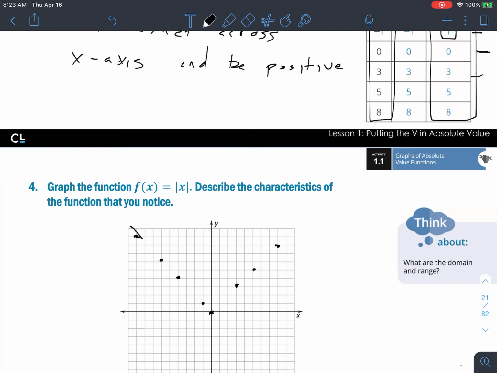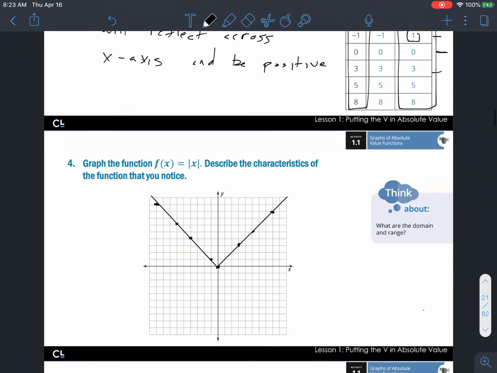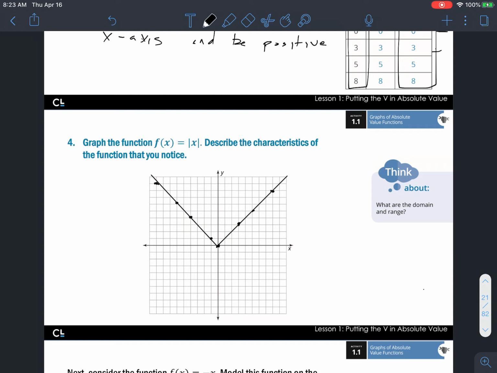So now, when you put in the line, you draw a line like that, and a second line like that. Your graph should look like a V, okay? So we're going to describe the characteristics. So we're just going to say here that the graph looks like a V. Okay, that is where we're going to end today.